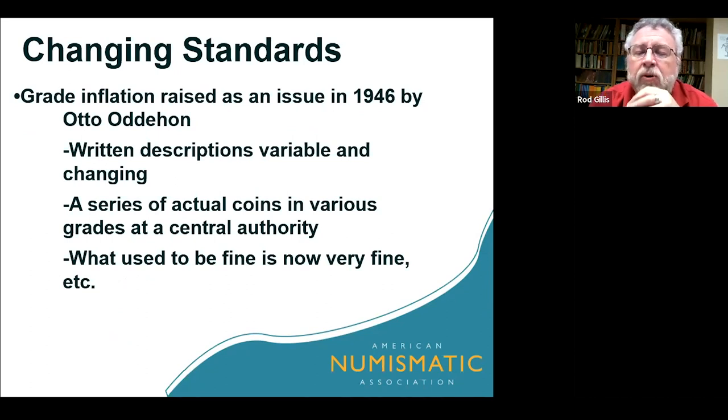Grade inflation. We think of grade inflation as a fairly new problem, but grade inflation has been around for a very long time. And Otto Oedehan suggested that there are written descriptions and variables that are always changing. A series of actual coins in various grades should be graded by a central authority. And he said, what used to be fine is now very fine. And especially with very valuable coins or coins that have a rich history, that's still correct today.